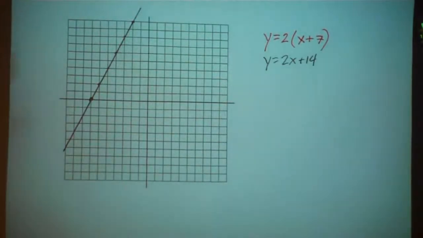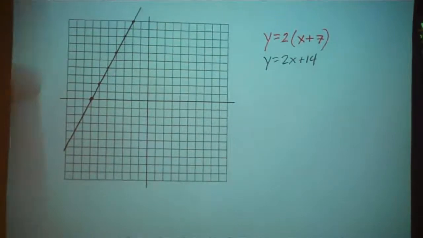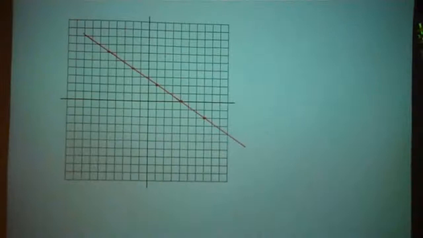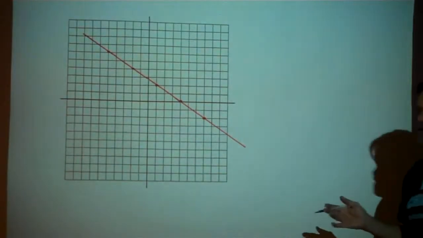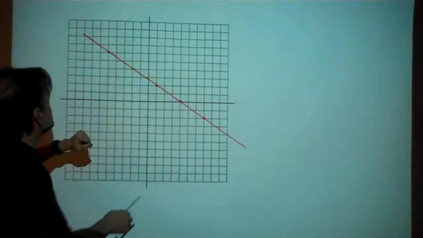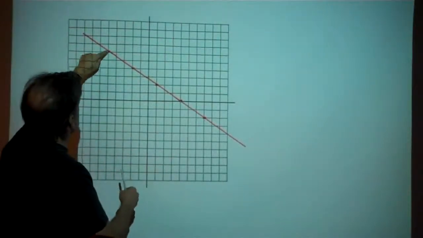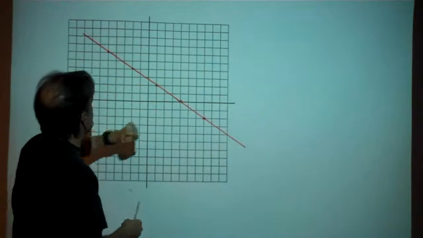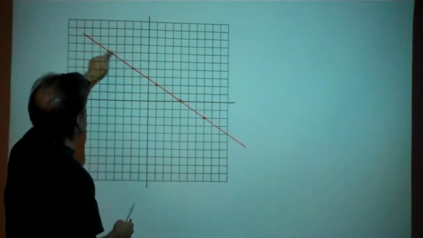Let's try another one. Let's look at this time, I have the line already drawn, and I have to come up with an equation. Well, that's okay. I've done this before. What I've done in the past is I found the slope of the line, and I can find the slope of this line too. I see that it goes through this point, and this point, and this point, and this point. And let me just use these two points here.